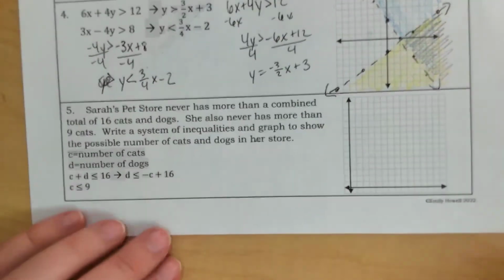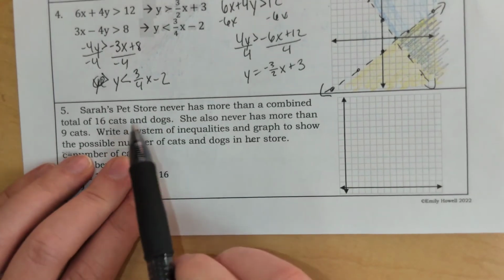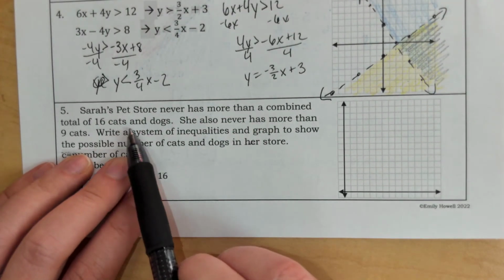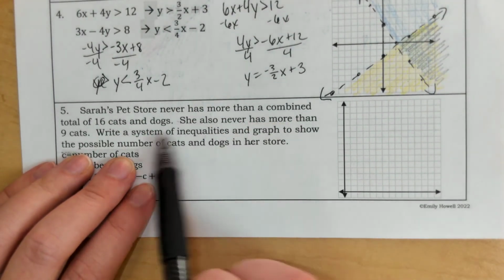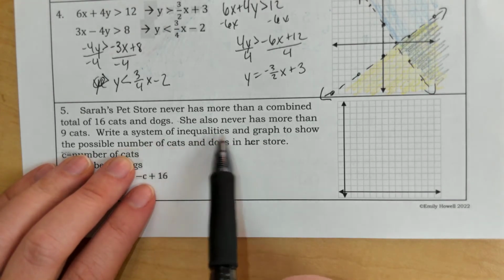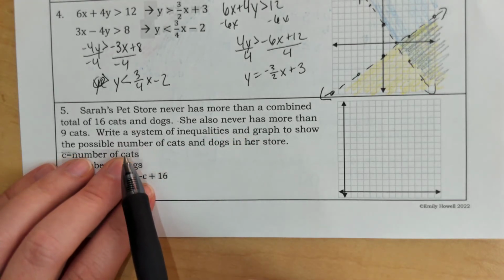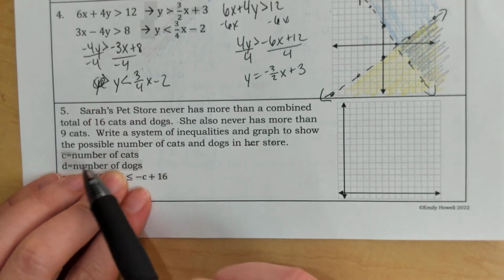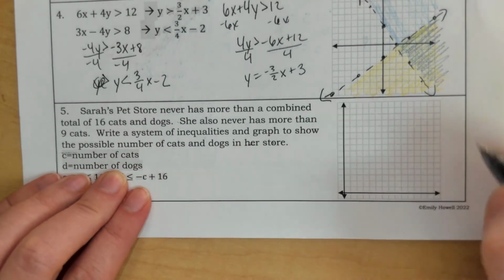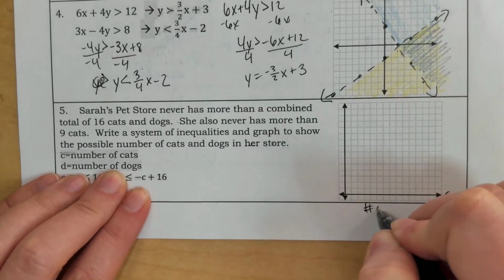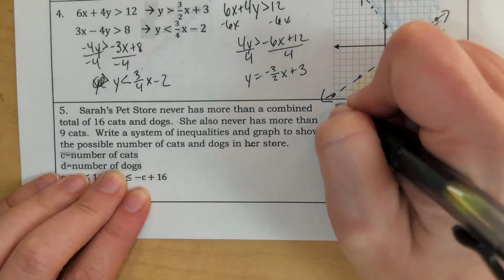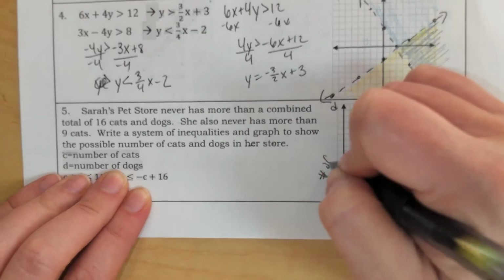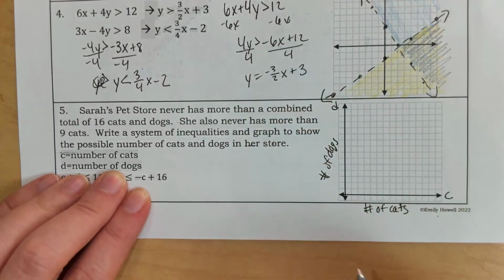Alright, so let's look at one more example. So this time Sarah's pet store never has more than a combined total of 16 cats and dogs. She also never has more than 9 cats. So we're asked to write a system of inequalities and graph to show the possible numbers of cats and dogs in her store. So first off, we have to define our variables. So I'm going to call C the number of cats. I'm going to make that my x-axis. And I'm going to call D my y-axis, the number of dogs. That's what I'm looking for.